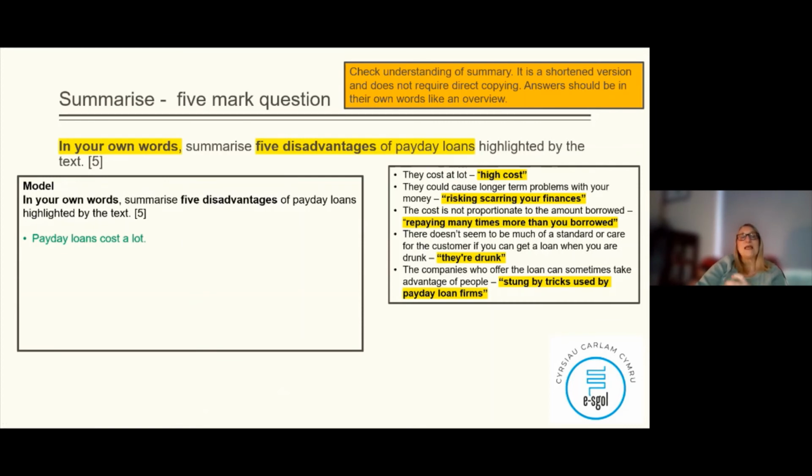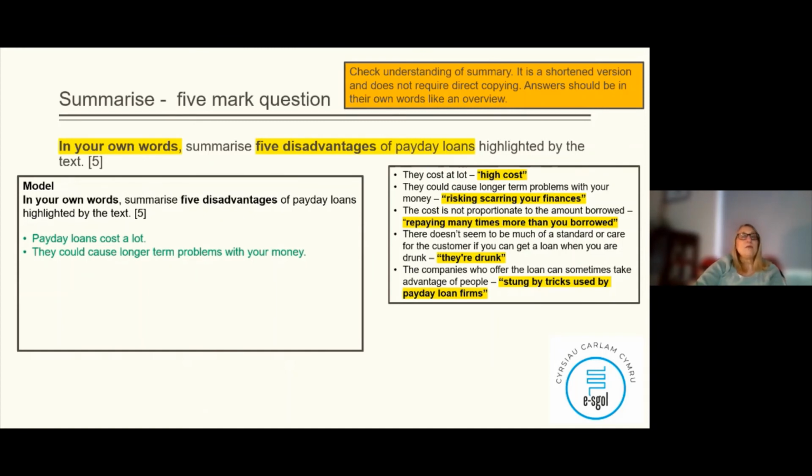I'm trying to give this information in a short way to people who might not want to read through all the bits and pieces. Okay, so it risks scarring their finances. It could cause longer term problems with your money. So I'm just shortening that and saying it can cause longer term problems with your money.